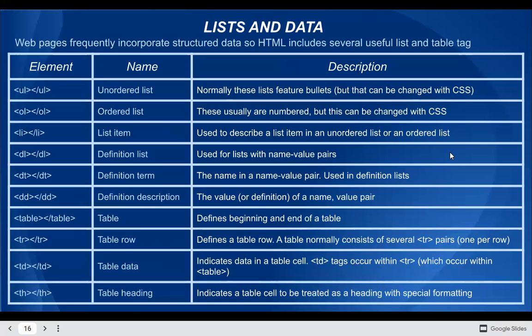Okay. So these are some commands which are used in structuring data within HTML, like ordered list, unordered list, list items. Then we define those lists, then we define the terms, then we define the definition descriptions. Okay. Then we have table, then we have table row, then we have table data, then we have table heading.